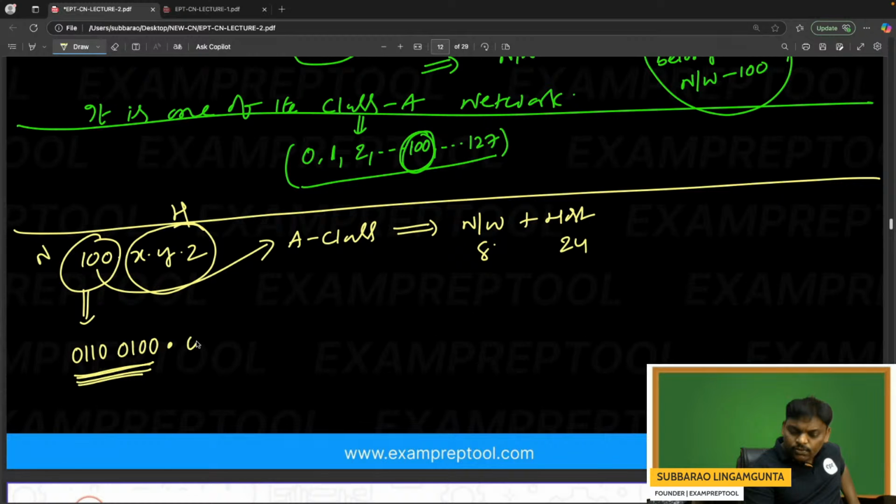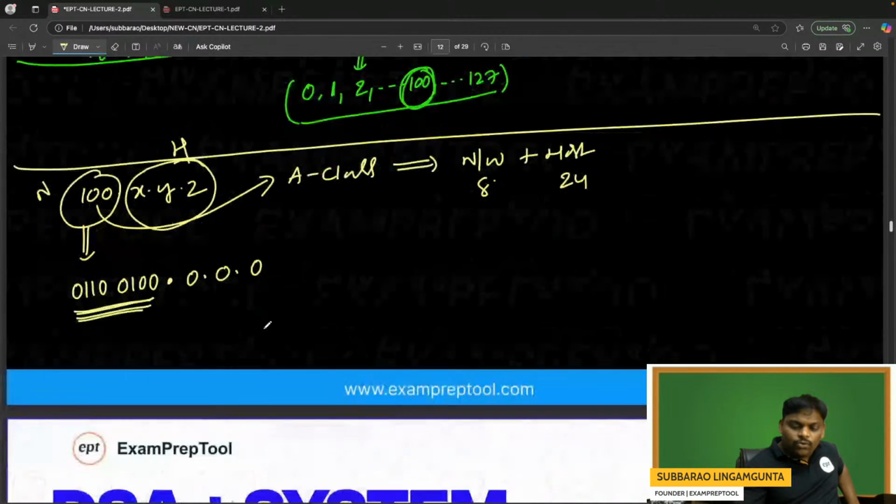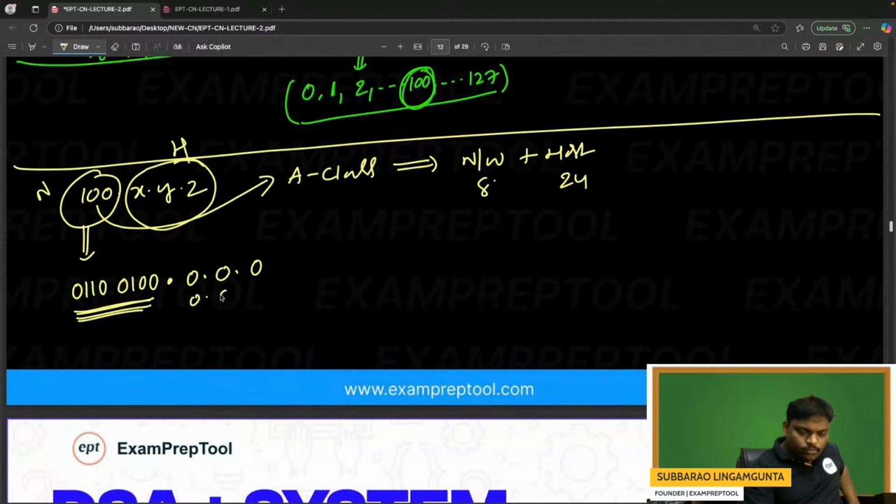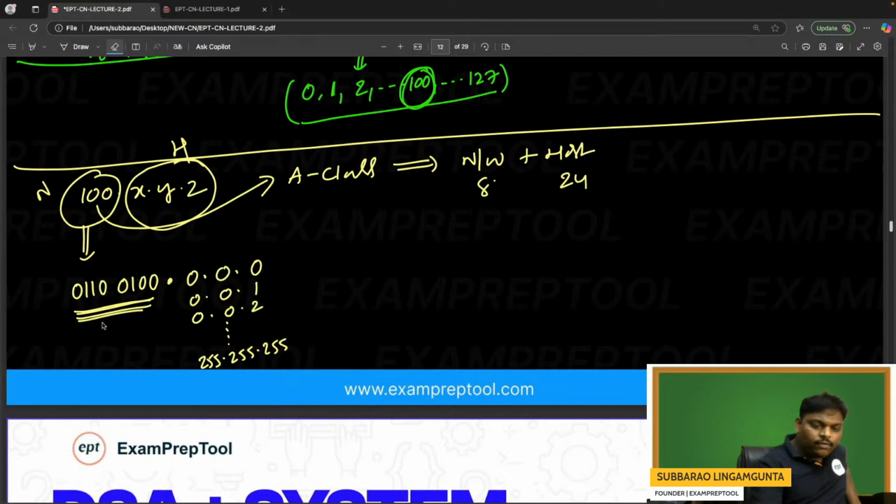All zeros to all ones. All ones means 255s. Remember, these all are 100, these all are the same. If you don't want to write binary, you can also write decimal.